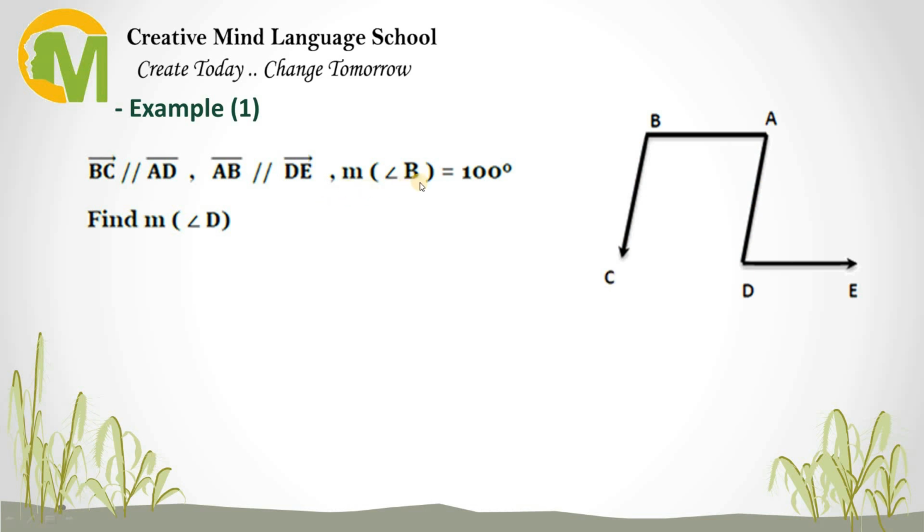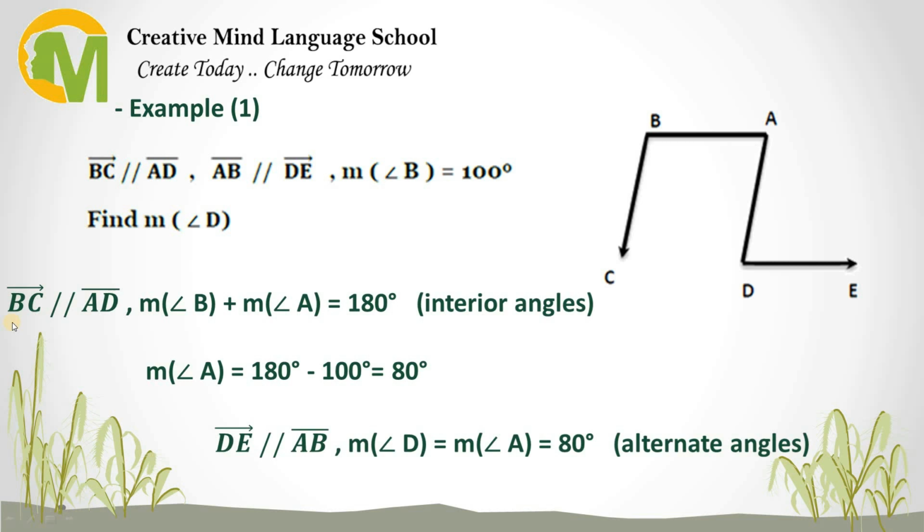Good. Measure of angle B equals 100 degrees. Find measure of angle D. We need to find the measure of this angle. You can take your time to think about this example before we answer it together. You can pause the video and write down your answer, and then resume the video and we will check the answer together. Here's the answer of this exercise.